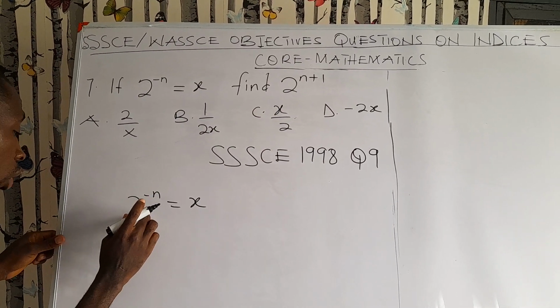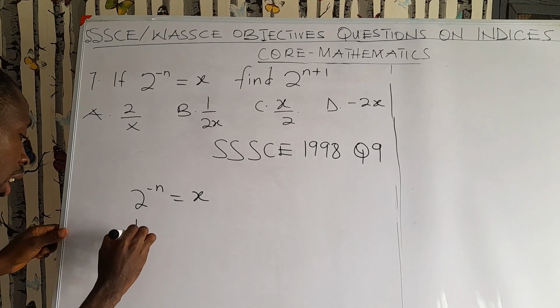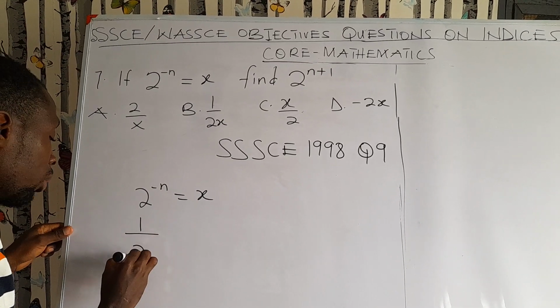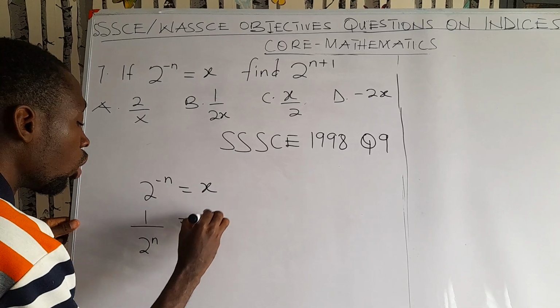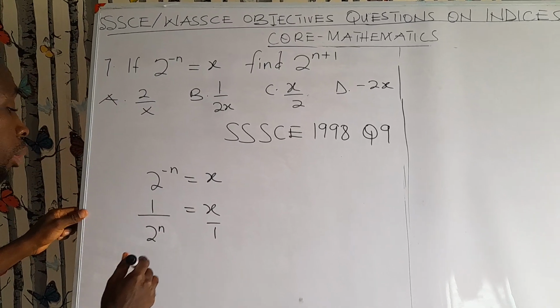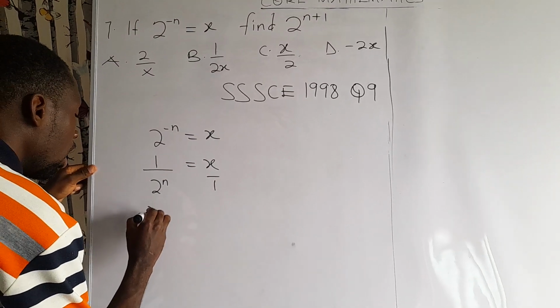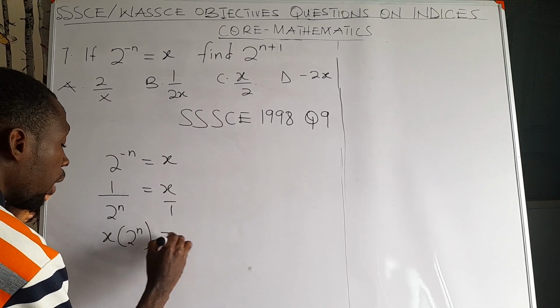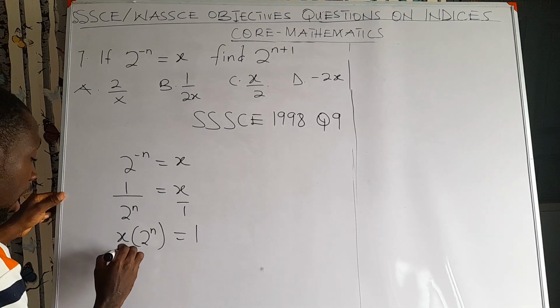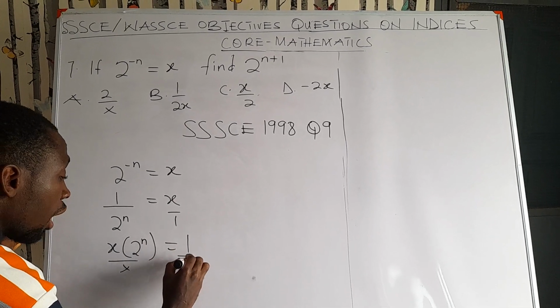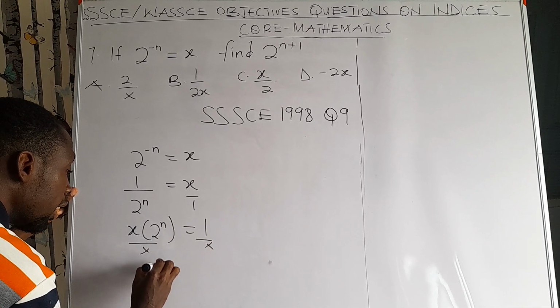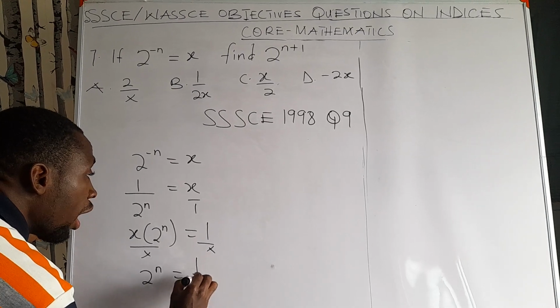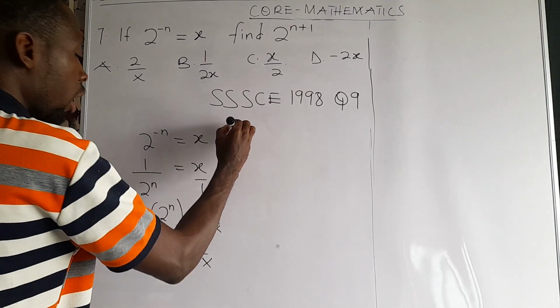So remember, we said 2 exponent negative n can be written as 1 over 2 exponent n, and that will be equal to x. What do we do? We can cross multiply. On cross multiply, x will multiply 2 exponent n, and 1 will multiply 1. Now divide both sides by x, here by x, there by x. So our 2 exponent n is nothing but 1 over x. Now let's leave it there.